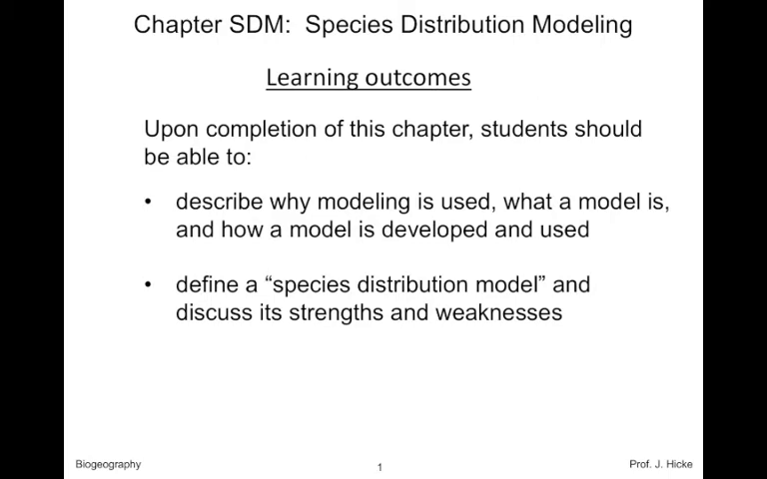Learning outcomes of this chapter are that upon completion of this chapter, students should be able to first describe why modeling in general is used, what a model is, and how a model is developed and used, its application in other words. And then the second is specific to biogeography, and that is what is a species distribution model per se, how it's used, and discuss its strengths and weaknesses.